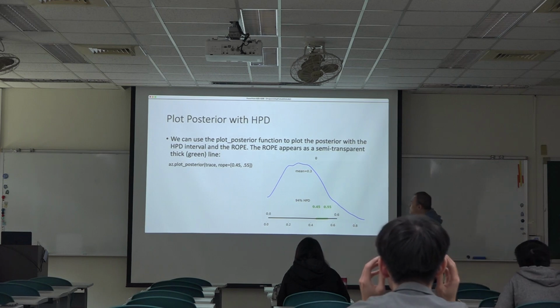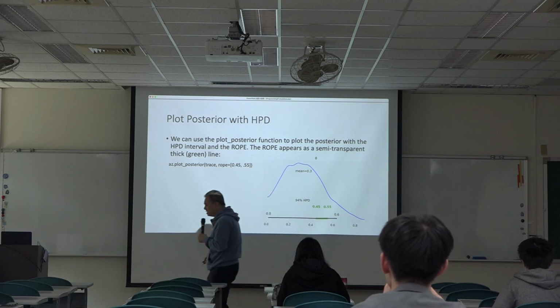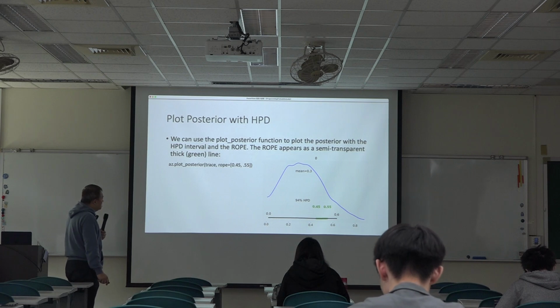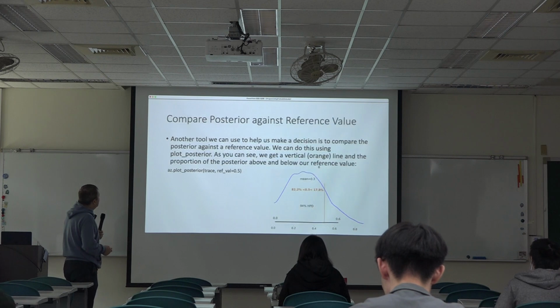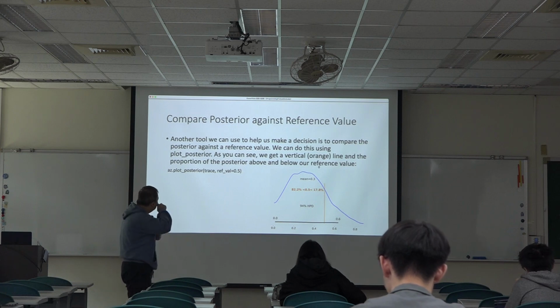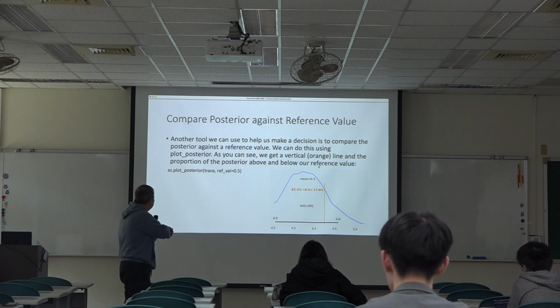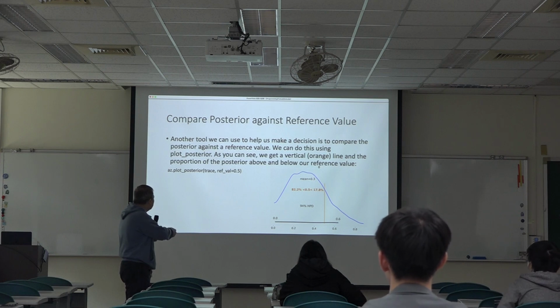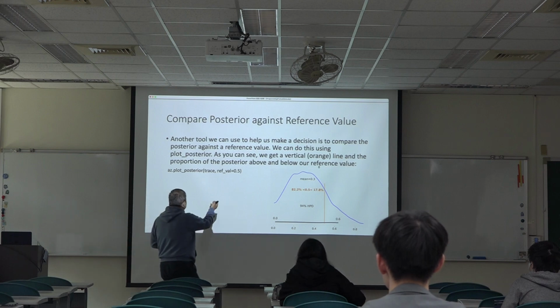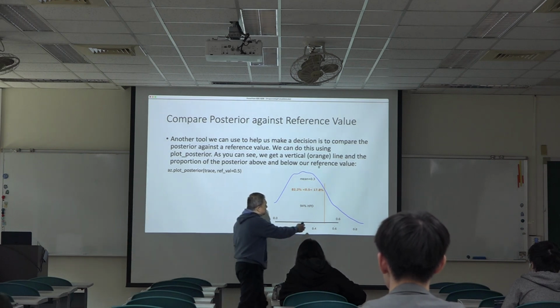Okay, so I already explained how you can set up the rope in the visualize, like a diagram. And you can also set a reference value in your posterior distribution. When you use plot posterior, just set a ref val, in this case, 0.5, and it looks like this.